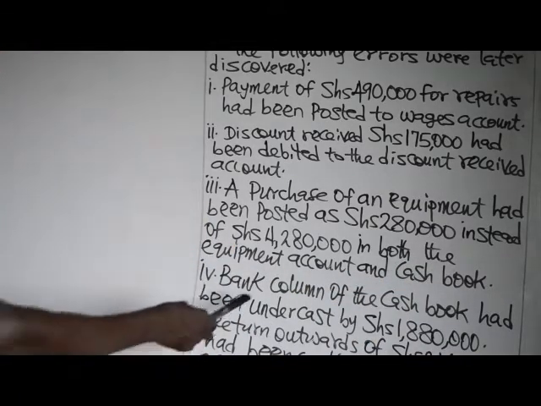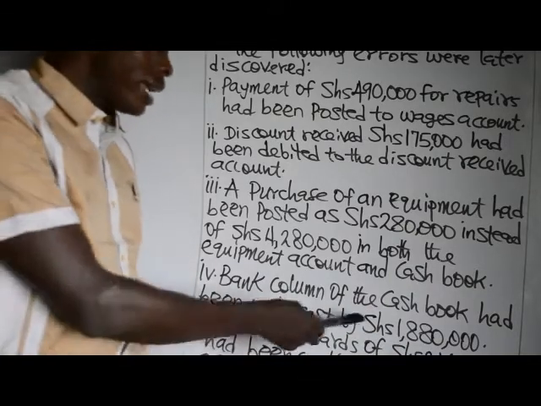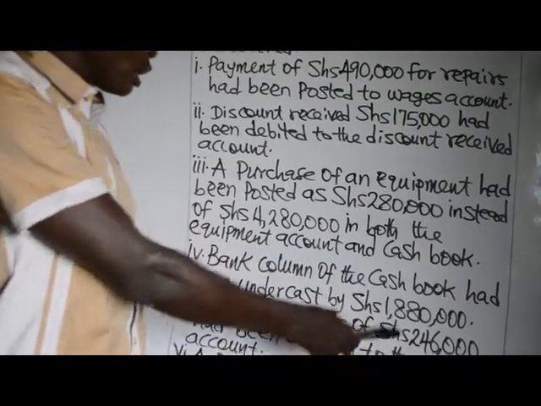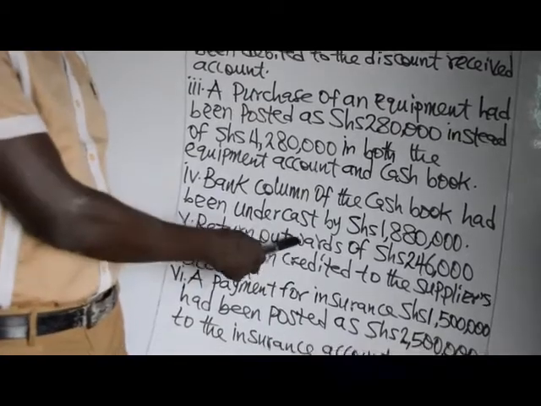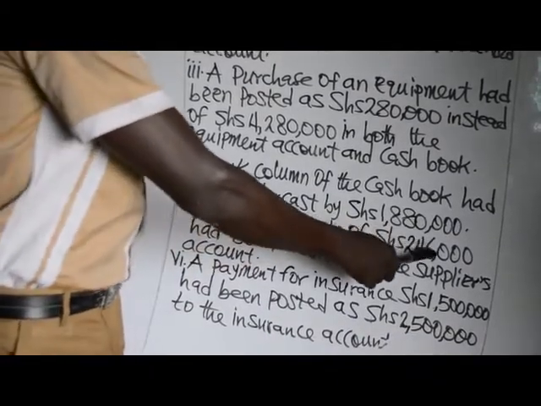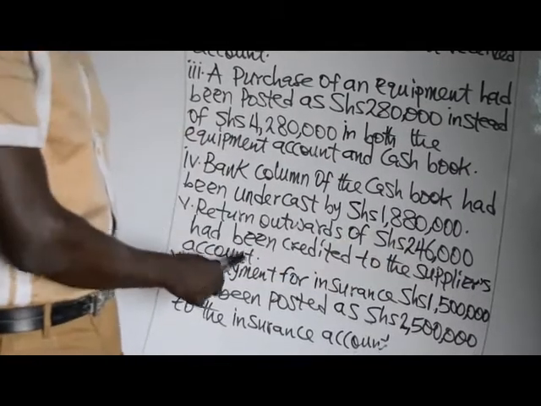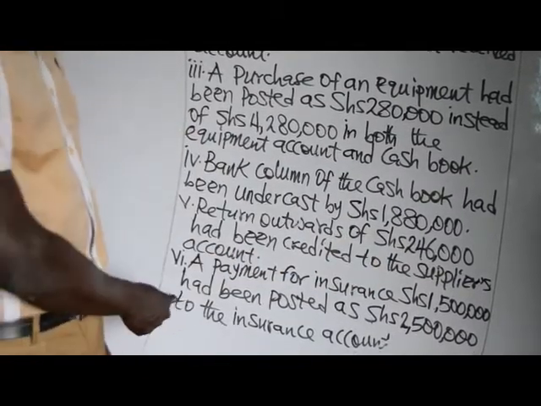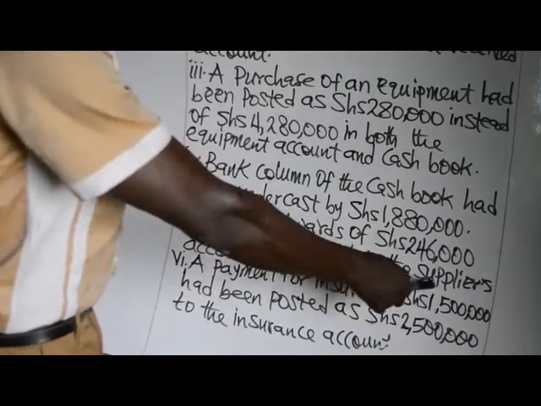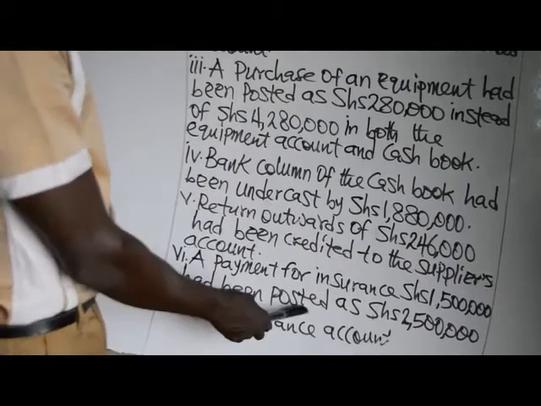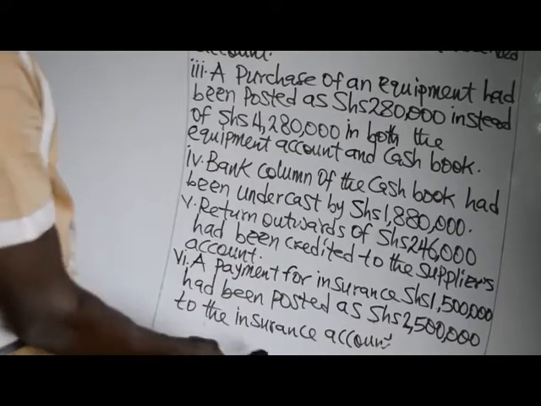4. Bank column of the cash book had been undercast by 1,080,000 shillings. 5. Return outwards of 246,000 shillings had been credited to the supplier's account. Number 6. A payment for insurance of 1.5 million shillings had been posted as 2.5 million shillings to the insurance account.